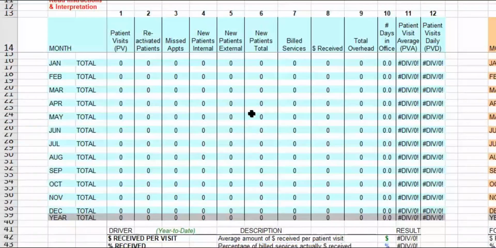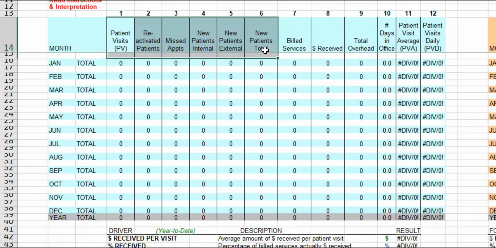Now we have the blue section over here. And what you're going to see is that this is for the year. It's January, February, March, all the way down through December. So you can see that this is going to be figuring the month-end numbers. We've got the blue section, which is the classic statistics that most of us would keep. Patient visits, reactivated patients, missed appointments, new patients internal, new patients external, and the total number of new patients, and that'll figure it out for you.